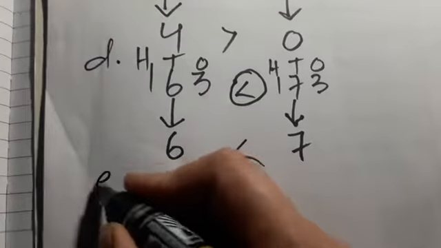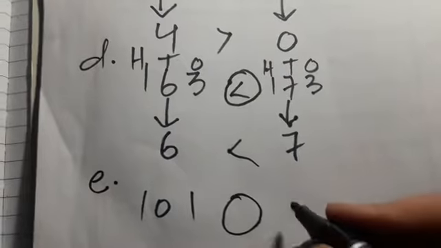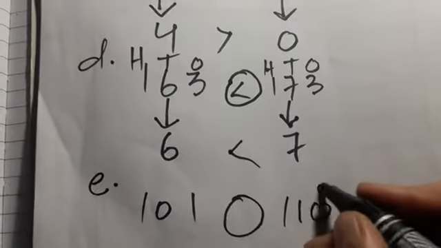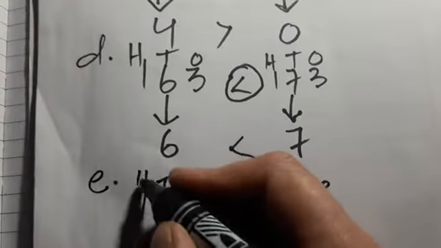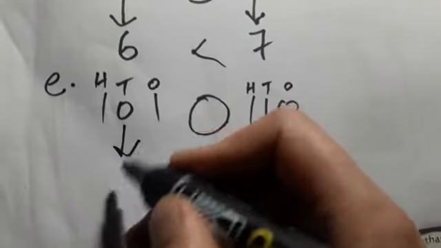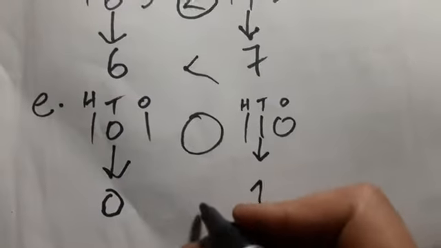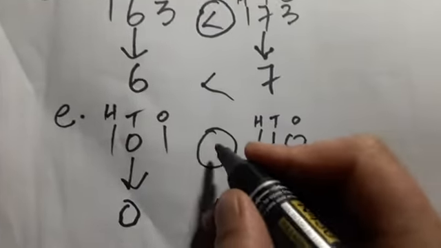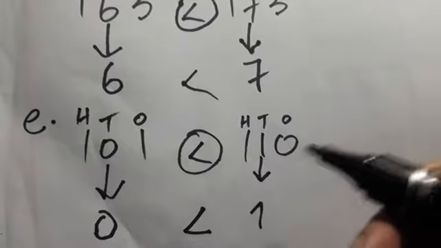Then is part E, and it is 101 and 110. Ones, tens, hundreds, ones, tens, hundreds. In this tens place we have 0, and here in tens we have 1. So we have to compare these two digits, 0 and 1. Obviously 0 is smaller than 1, so we'll put here a lesser, smaller than sign. Okay, simply 101 is smaller than 110.